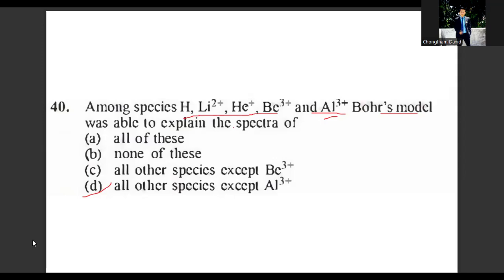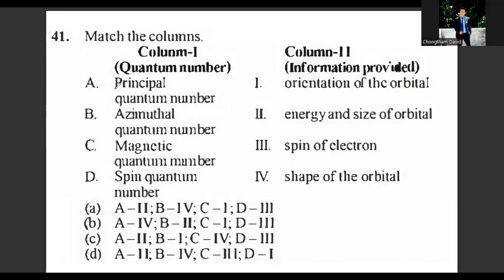Question number 41, let's read. Yes, this is again multiple choice type. In the recent papers, many questions are based on MCQ, multiple choice questions. So the principal quantum number corresponds to energy. Azimuthal quantum number corresponds to shape. Magnetic quantum number, this we have learned in the theory, corresponds to orientation, and spin. So if the combination is A2, B4, C1 and D3, A would be the answer to question number 41.